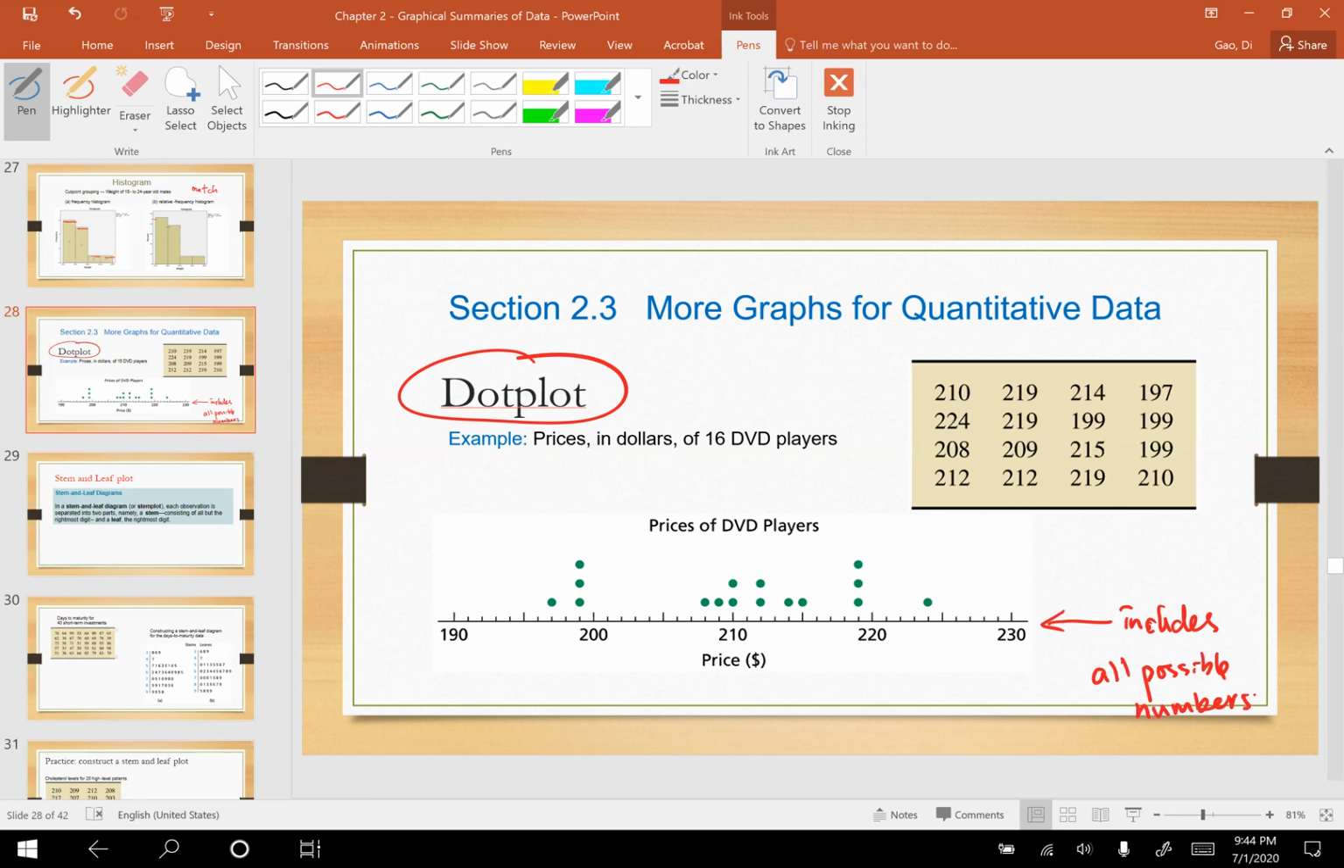Now we just need to check the data and then plot it. For example, if we have 210, we put a dot here, and if we have a second one of the same value, we put another dot, leaving a little space on top of it, so that you can get an idea of how the data is distributed. So the data looks like this.